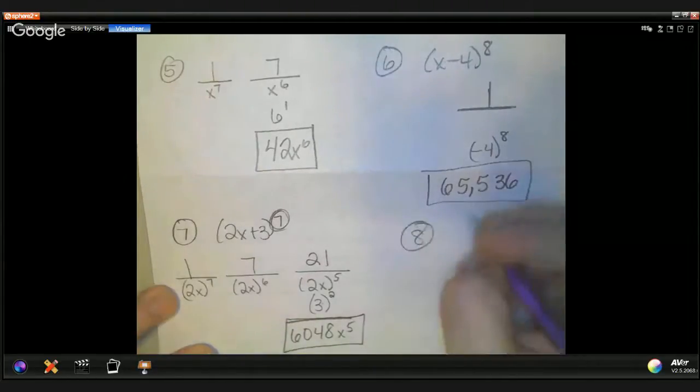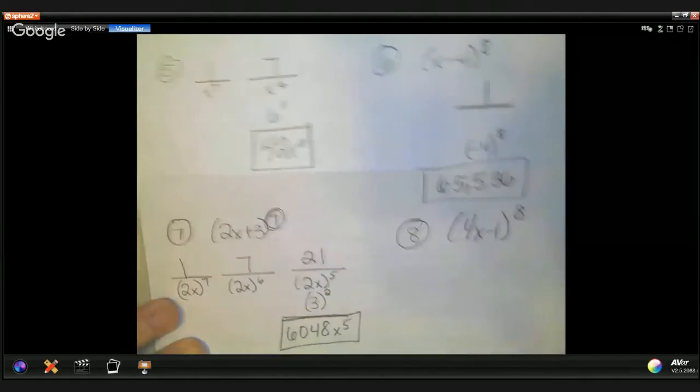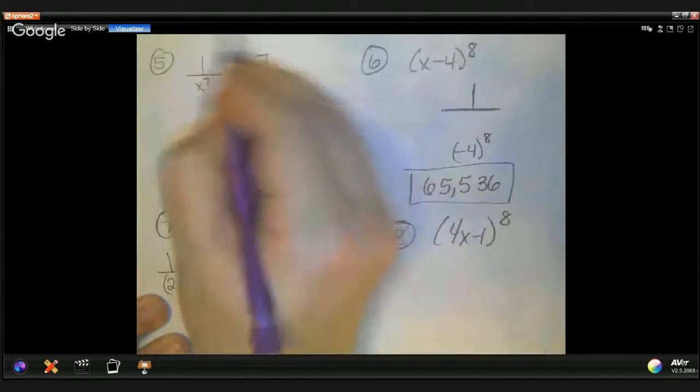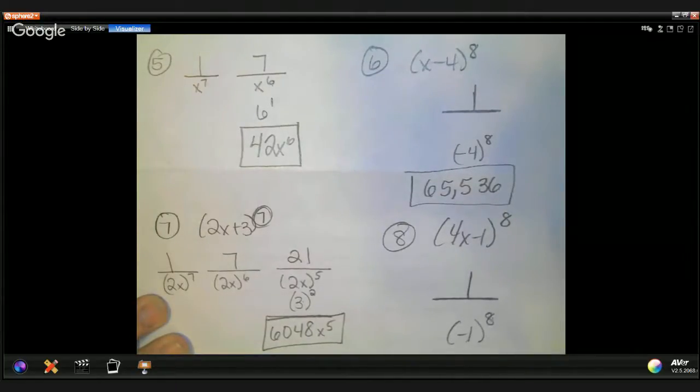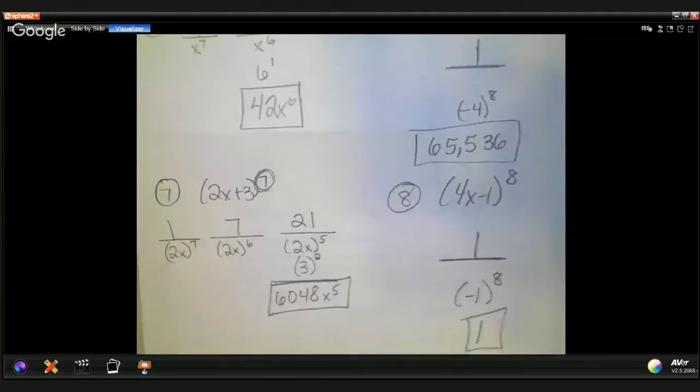All right, and then the last one, 4x minus 1 to the 8th. Again, we're wanting the 8th term, and so that's nice. It's the last one, so that's 1. I know I don't have any of these, but I'm going to have 8 negatives. Well, 8 negatives is just a positive, so this was nice because the answer is just a positive 1.